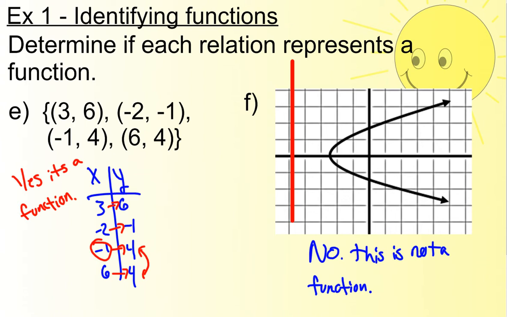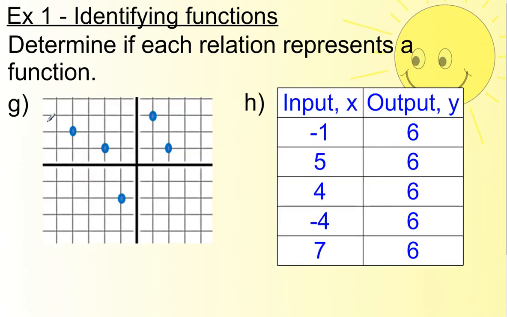All right. Now, here's something for you to try. So you'll see letter G here and letter H there. On your letter G, you'll probably need to plot these points. And your letter H, fill in your table the way I have it. Pause the video. Try these 2 problems. Figure out if these 2 are functions or not. When you're ready to continue, hit play, and we'll go through it together.